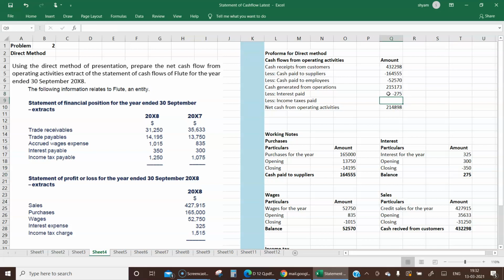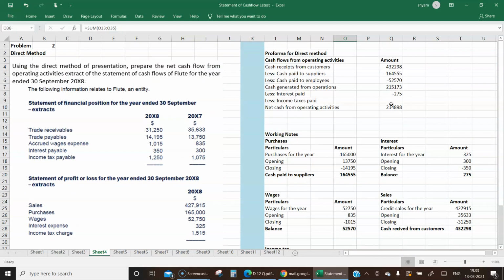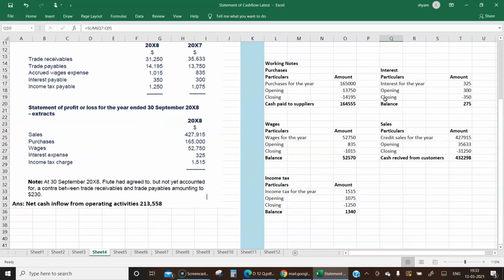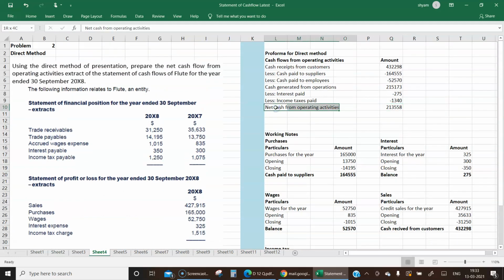Income tax works in the same way. Currently the income tax is 1,515, the amount already unpaid is 1,075, and currently we have a new pending of 1,250, so 1,340 is the income tax which we have paid. The answer comes to 213,558. So that's the answer here.